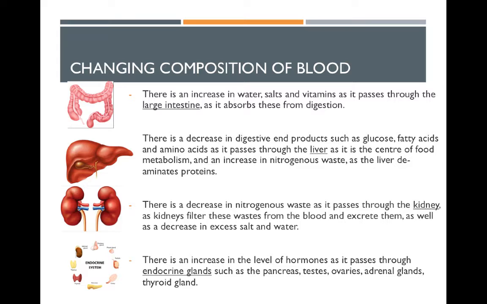So there's also an increase in the level of hormones as it passes through all our endocrine glands. There's quite a few endocrine glands in our body, things like the adrenal gland, the thyroid gland, the pancreas, all that kind of thing. So as the blood passes through each of those different organs, the level of their particular hormone increases.